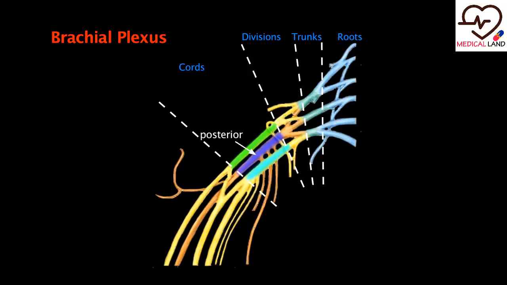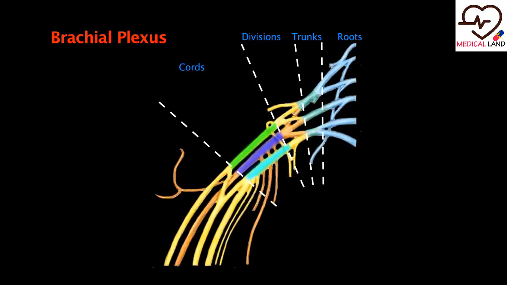The posterior cord is pretty easy to identify. It's the cord that comes after all 3 of the posterior divisions merge together. The other 2 are a little bit more difficult to remember. The lateral cord comes from the anterior divisions of the superior and middle trunks, while the medial cord comes from the anterior division of the inferior trunk.